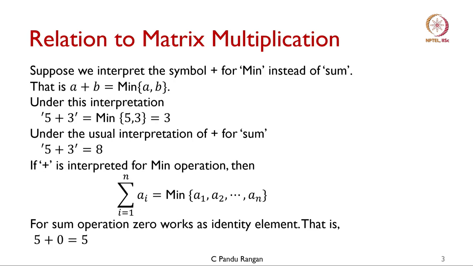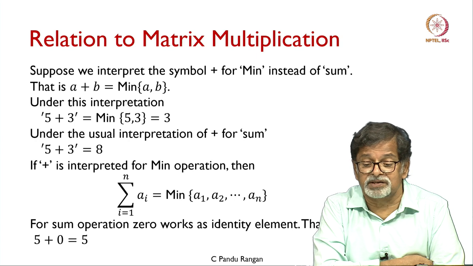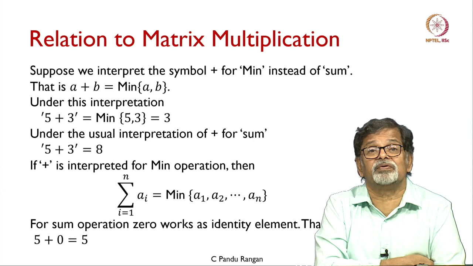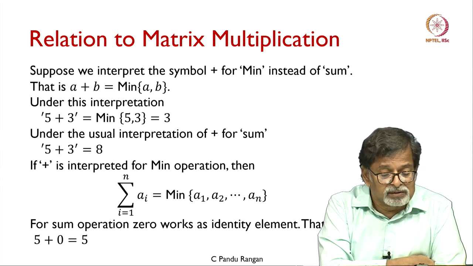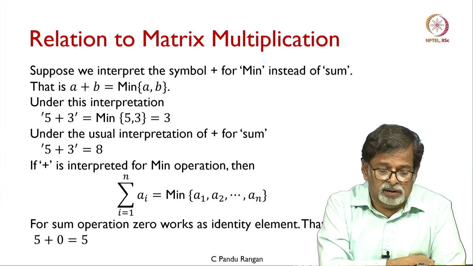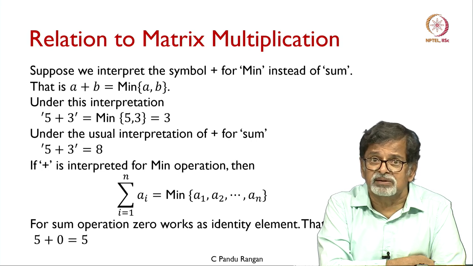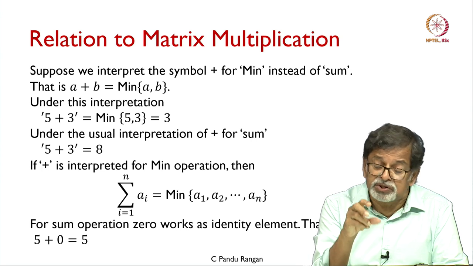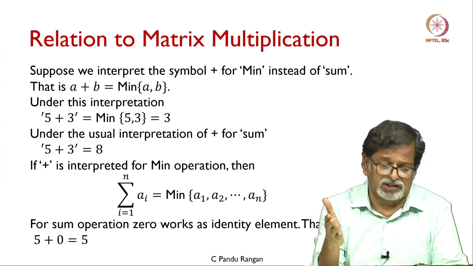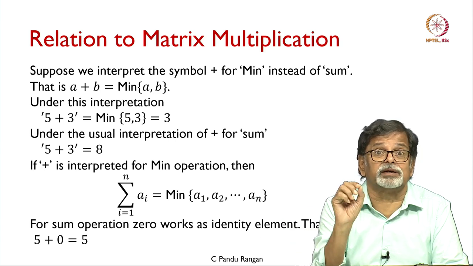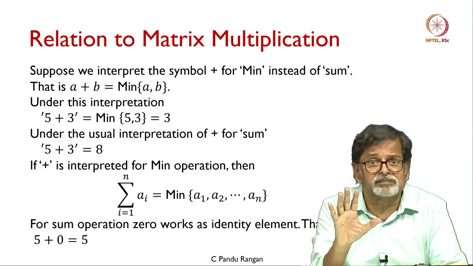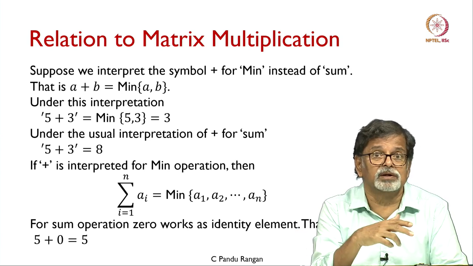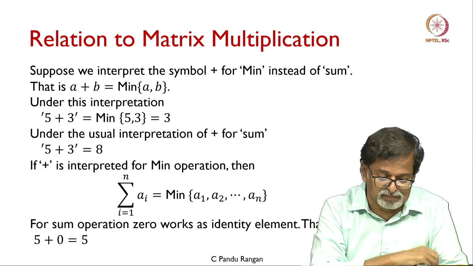Suppose we interpret the symbol plus as the minimum operation instead of sum, that is, A plus B is the minimum of A and B. For example, 5 plus 3 is the minimum of 5 and 3, which is 3. Under the usual interpretation, 5 plus 3 is 8. But now I am interpreting plus as an abstract symbol that stands for the min operation. It takes two inputs, but it outputs the minimum rather than the sum.